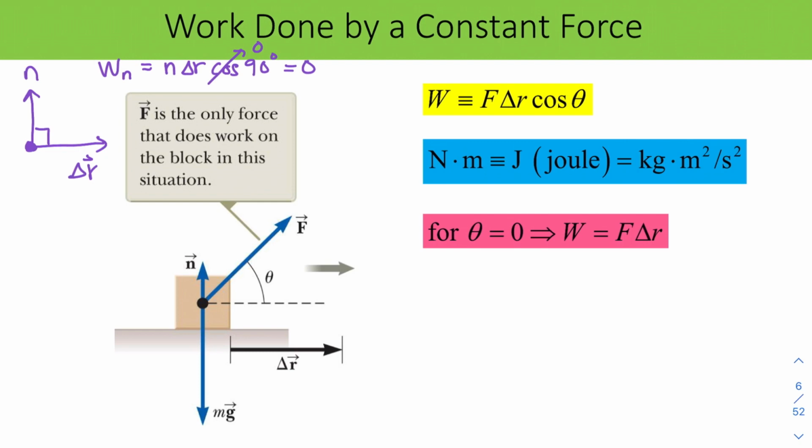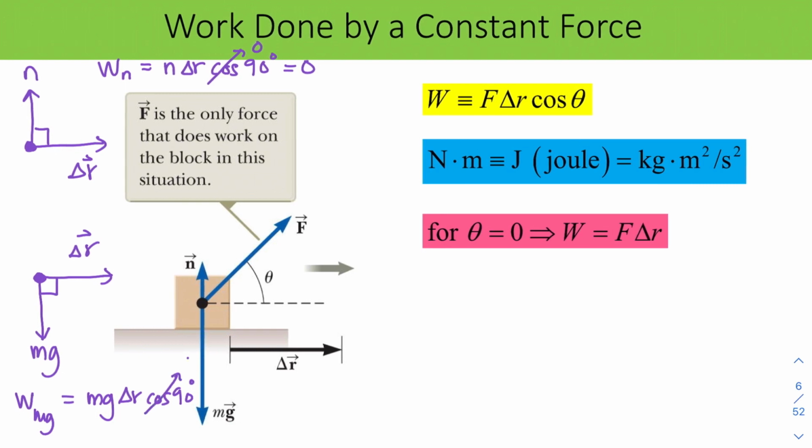Now let's consider the weight. This is our object. The weight is downward. Our delta R is to the right. So the smallest angle between them is 90 degrees. So again, the work done by the weight is equivalent to weight times delta R times cos 90, which also gives you 0. Okay, so in this situation, the only work done is due to the F applied, which is equivalent to this.